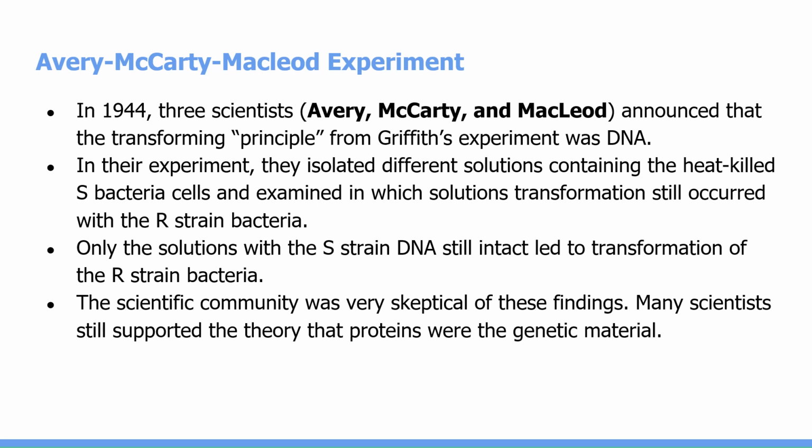Taking the idea from Griffith, three other scientists decided to test out the idea of the transforming principle. In their experiment, they isolated different solutions containing the heat-killed S bacteria cells and examined in which solutions transformation still occurred with the R strain bacteria. Only the solutions with the S strain DNA still intact led to the transformation of the R strain bacteria. But the scientific community was still very skeptical of these findings, as they should be. Again, testing and testing and testing. Many scientists still supported the theory that proteins were the genetic material.